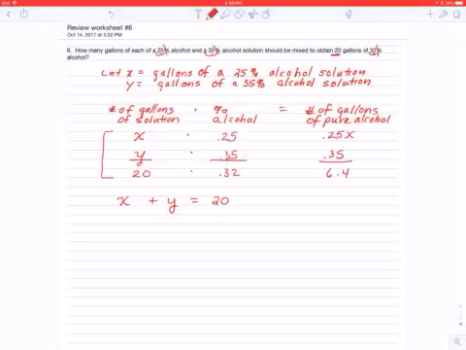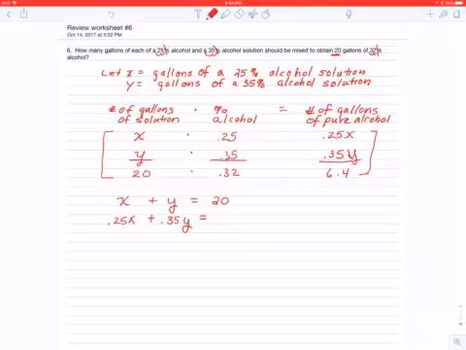Now the second equation I'm going to create based on the amount of pure alcohol from each solution. So from the first solution, pure alcohol is 0.25x. The second solution is 0.35y. So altogether, the pure alcohol from the first solution plus the pure alcohol from the second solution should give you the pure alcohol in the mixture. So I have two equations, two unknowns.